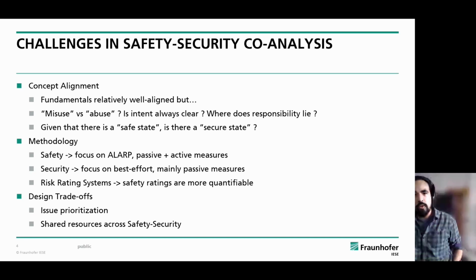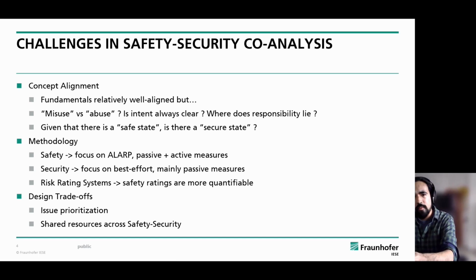Another concern, for example, is that in safety we often have the safe state, but an equivalent secure state may not always be the smartest thing to consider, and may not even be possible theoretically. So there are some issues like these that we have come across, and we are considering them. Another topic of distinction here is methodological. From the safety perspective, we've seen more focus on bringing the risk as low as reasonably practicable, which is ALARP, and focus on both passive and active measures for safety. But for security, we noticed that the focus is more on best effort and mainly applying passive measures, as far as we've seen at least.